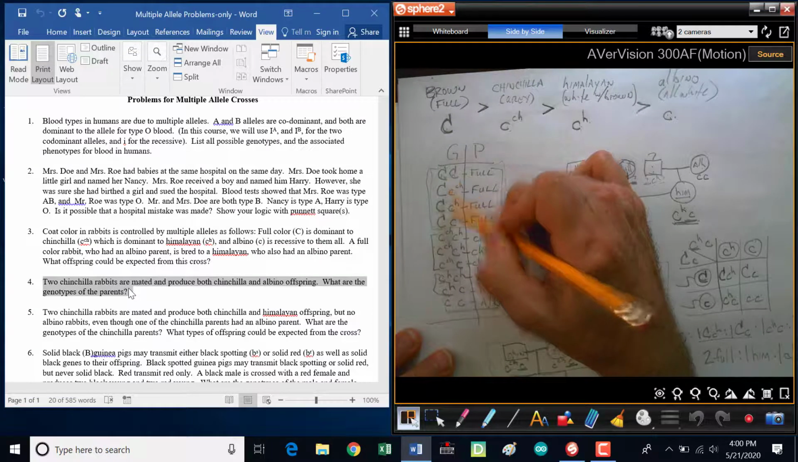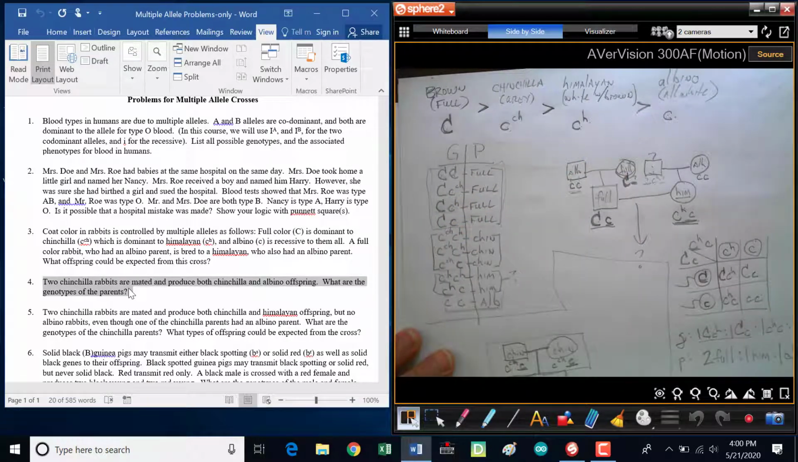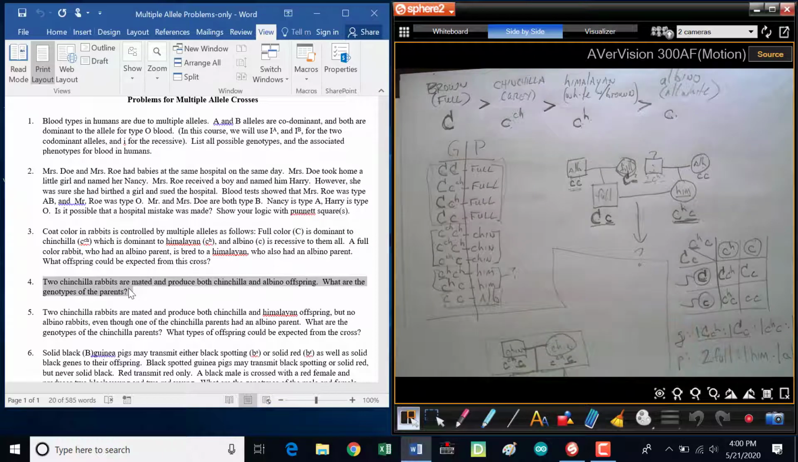Don't get your capital letters confused with your lowercase letters, because that could confuse you. Anyway, the answer to number 4 is they are both CCH, little c. They're both this genotype for number 4. There are a lot of great problems on there.